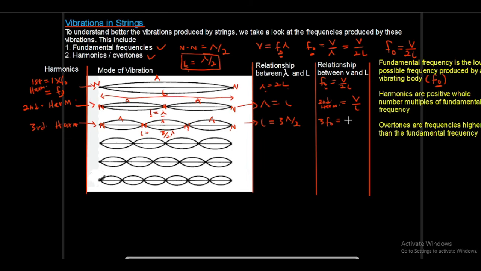So the relationship between V and L will be 3 times fundamental frequency, where F naught is V over 2L. So 3 times V over 2L will give us 3V over 2L. So that is for third harmonic.